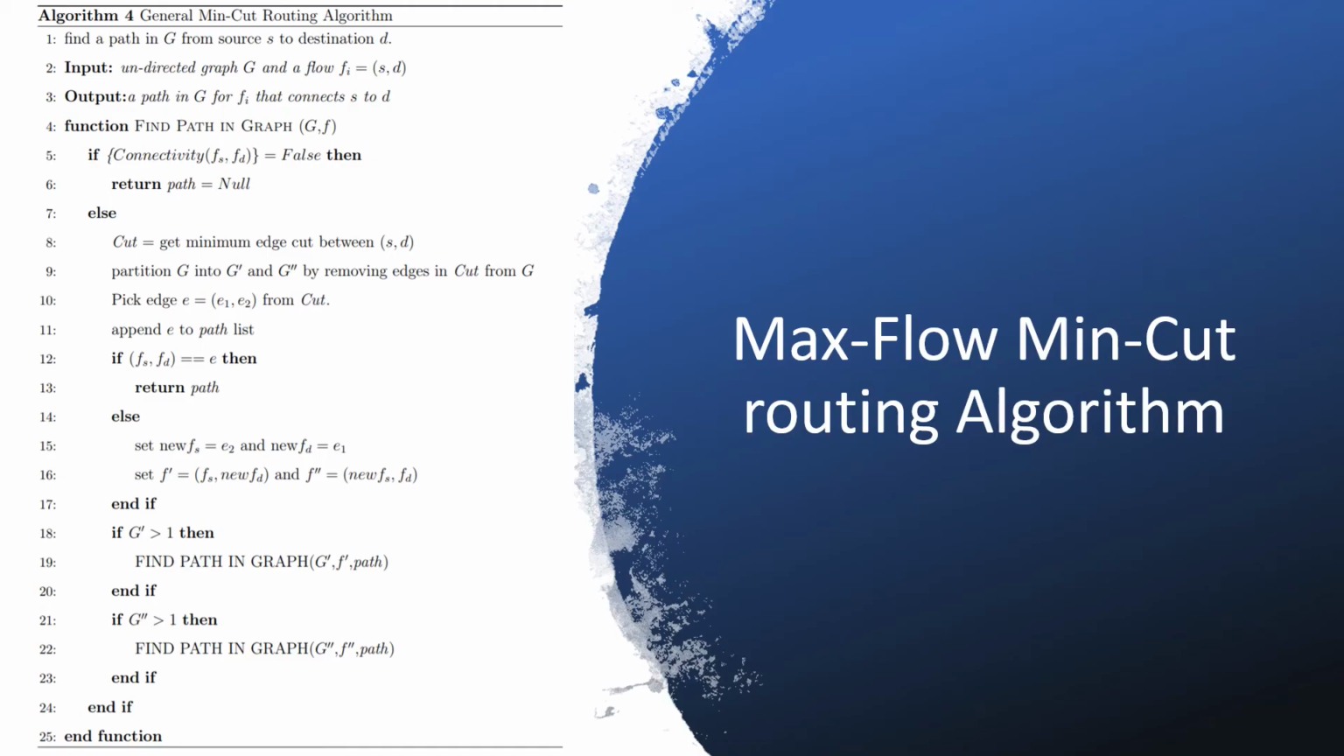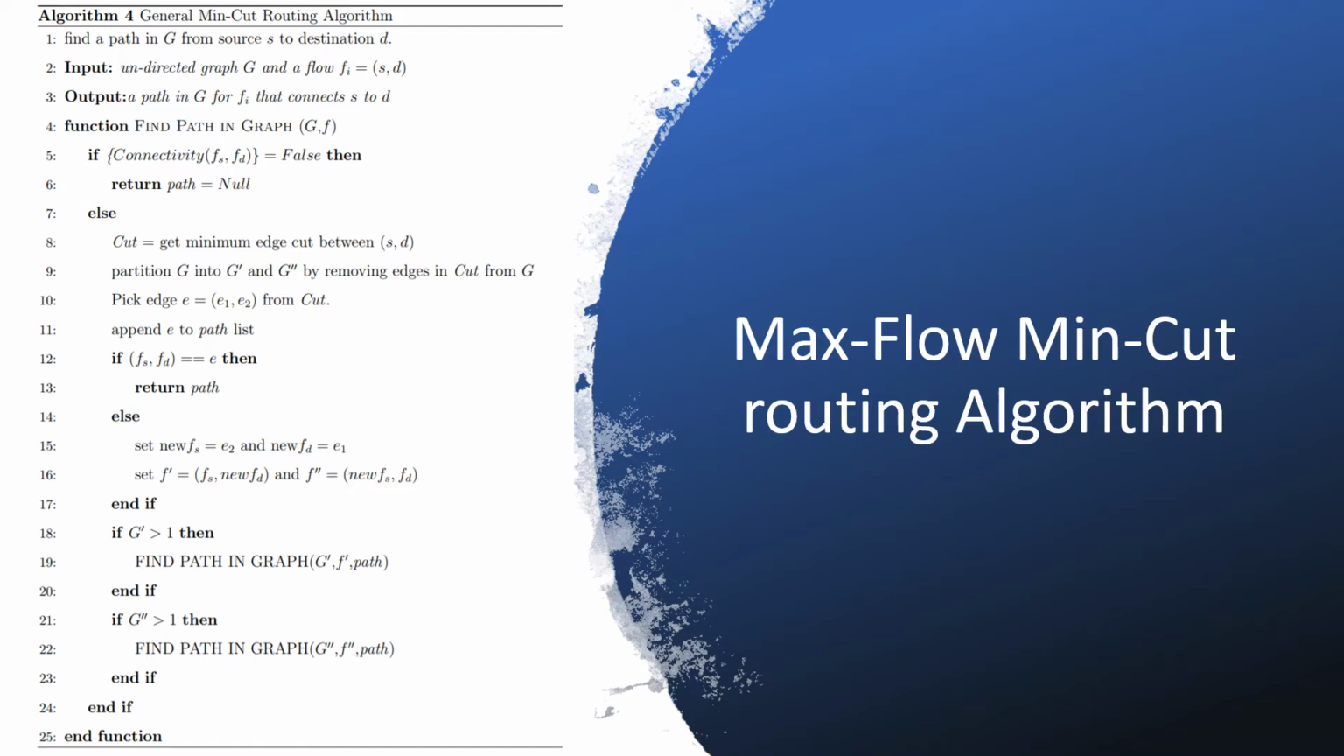Here we can see the code of how our algorithm works. The input values are an undirected network graph G and a flow F, and the output is a path for that flow. The function find path in graph first checks if the source and destination of the flow are connected. If so, it will get the minimum edge cut set and then pick an edge E from the set.